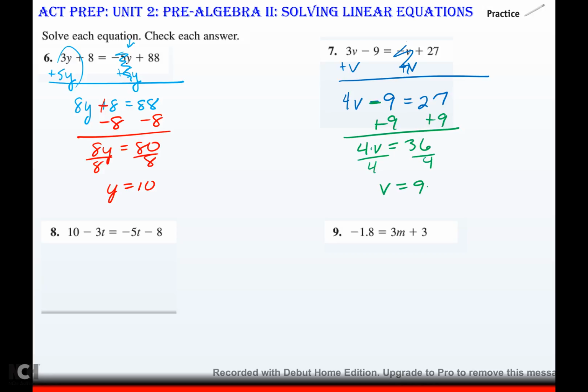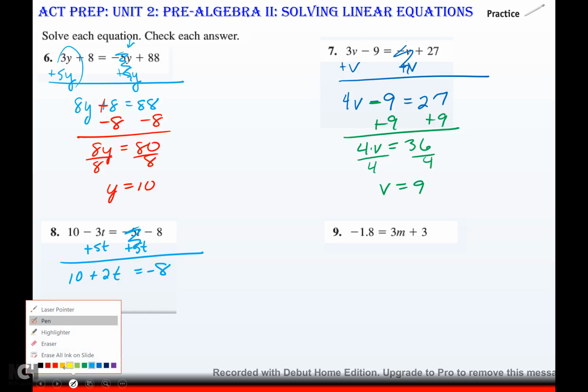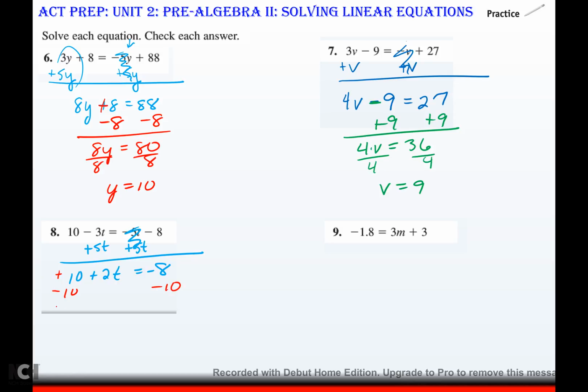Okay, number 8, again, we've got t's on both sides. The smallest one is a negative 5t, so I'm going to make him jump with a positive 5t to both sides. So that gives me 10 plus 2t equals negative 8. So now to get t alone, I got to undo this addition, so I'm going to subtract 10. That gives me 2t equals negative 18. Divide by 2, t equals negative 9.